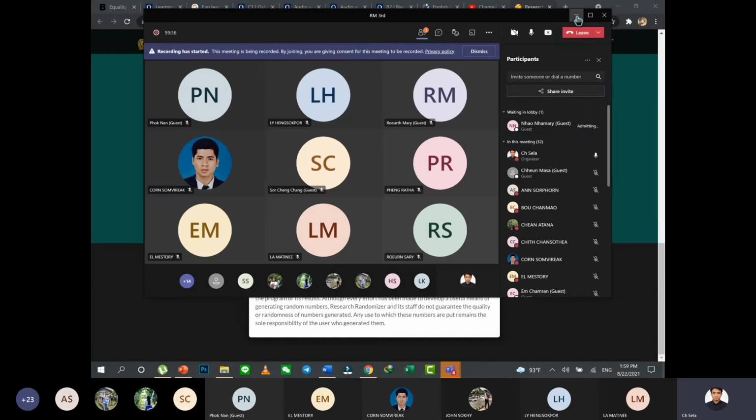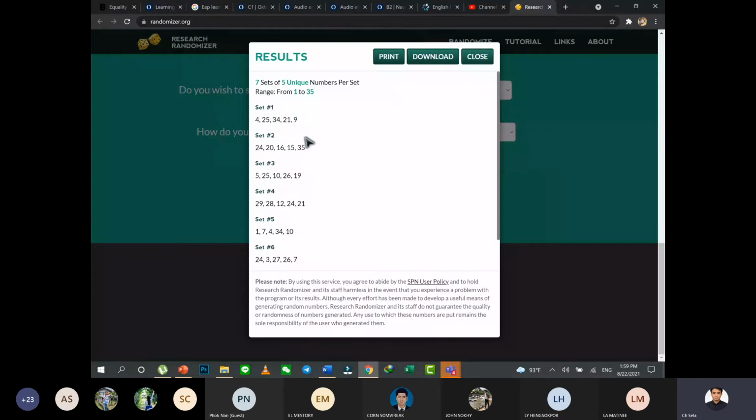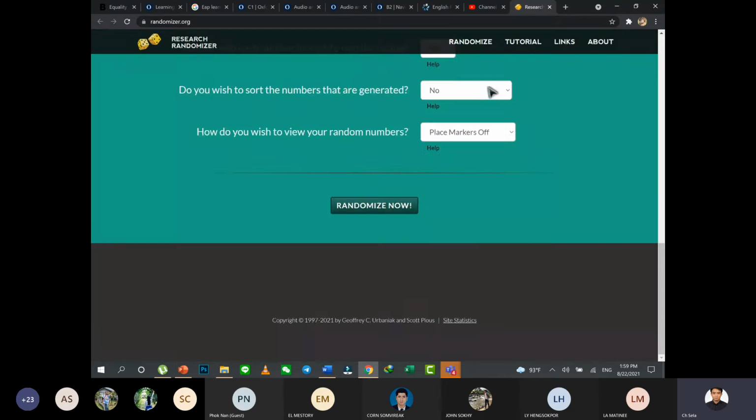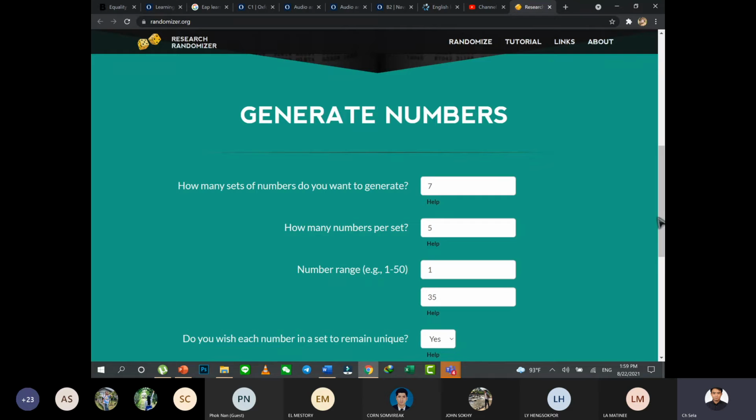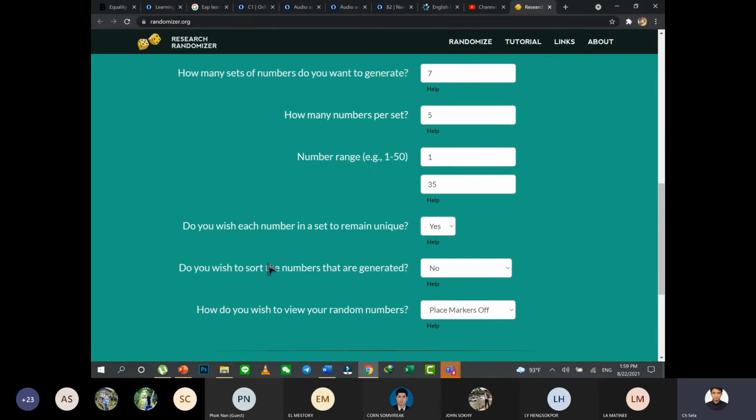So I only use it for my research. For example, when I did the research with around 200 students, I had 5 sets like this and chose only one. I don't care about the others. But now I want to use this one for your class. It is impossible. So let me choose unique. Let's wait a moment. Do you wish each number in the set to remain unique?